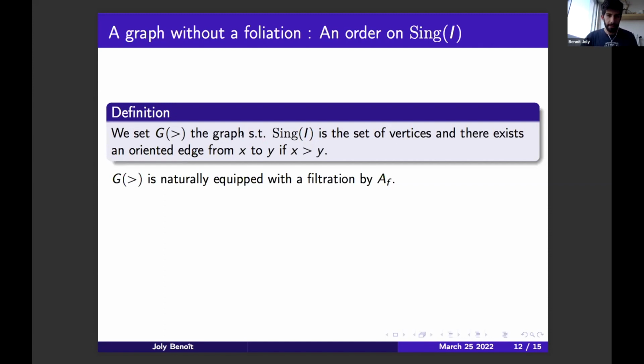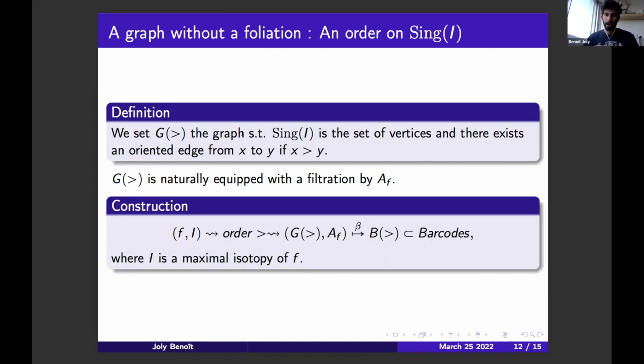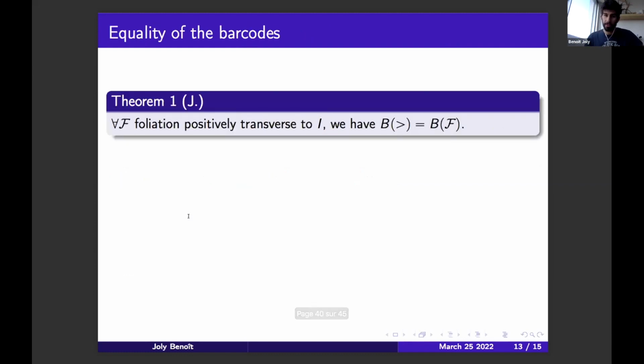So again, it is naturally equipped with a filtration, and in the same way I obtain a barcode, which depends only on the maximal isotopy. And the first result is the fact that this barcode is equal to the barcode I obtain by considering positively transverse foliations. So it proves the independence of the barcode on the foliation given by Le Calvez's theorem.